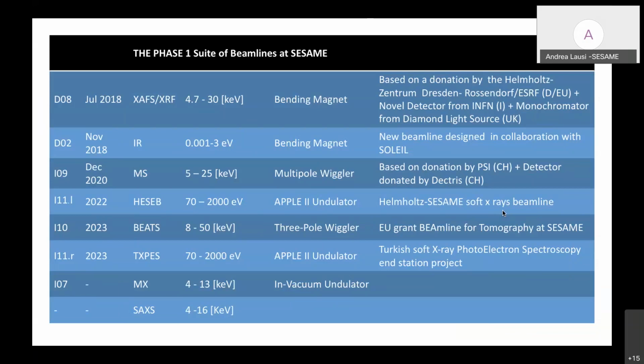Then there will be very soon, which means 2022, a fluorescence beamline in the soft X-rays regime working, the HESEP beamline, and in 2023 we will have BEATS and a photoelectron spectroscopy beamline in place, thanks to this Apple II modulator and the 3-pole wiggler, which are installed during next year, both of them, actually. And then plans are also for a macromolecular crystallography beamline and for a SAXS beamline in the future, let's say when funding will be secured.